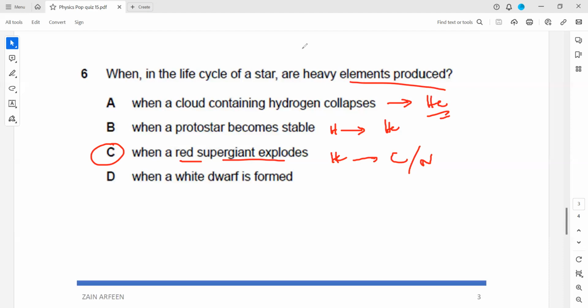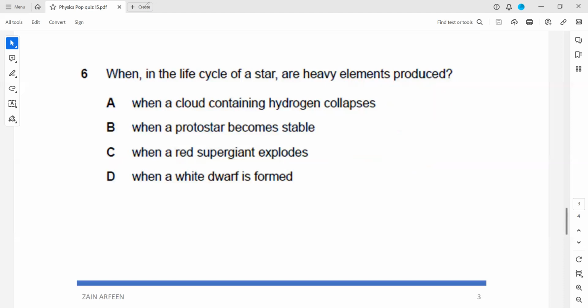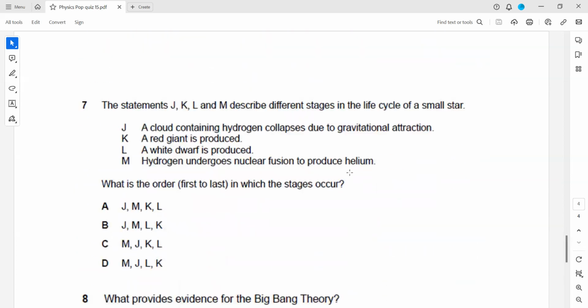So C is the right answer. A high mass star, usually 8 times the mass of the Sun. When this type of star undergoes its cycle, it will first turn into a protostar, then a main sequence star with a shorter lifespan, then a red supergiant, then a supernova, and it might end up as a black hole or a neutron star.